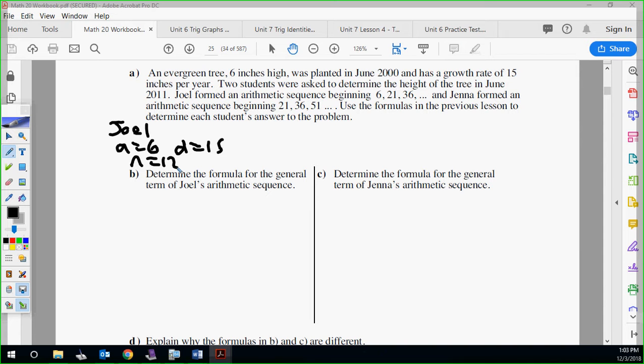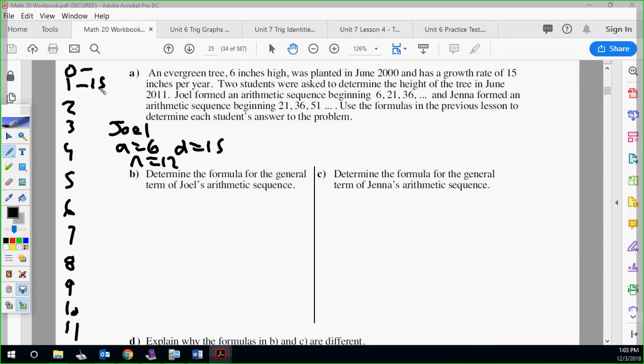So here's what's happening. Joel is counting a 0 year. Jenna is not counting the 0 year. When I say 2000 to 2011, you would say 11 years, right? But if I write 2000, 1, 2, 3, 4, 5, 6, 7, 8, 9, 10, 11, how many numbers is that? 12. That's why Joel's using 12, because he's counting the 0 year. Jenna's actually starting at the first year of growth, 15. That's their difference. You just have to know where you're at. Both can be okay, as long as you know where you're at.